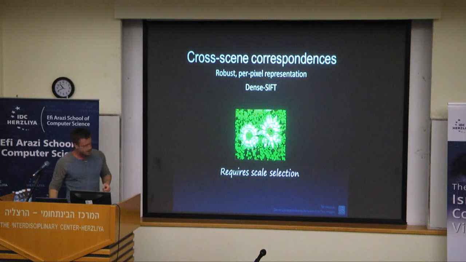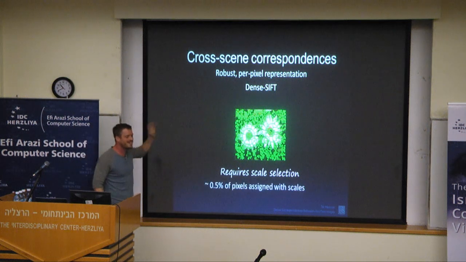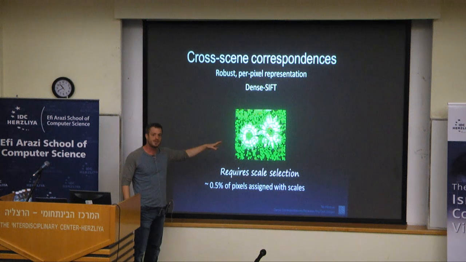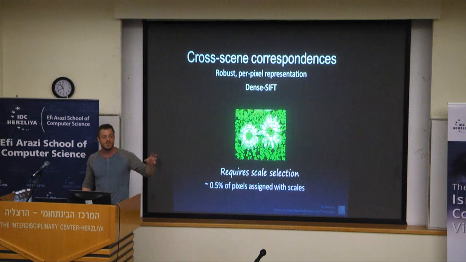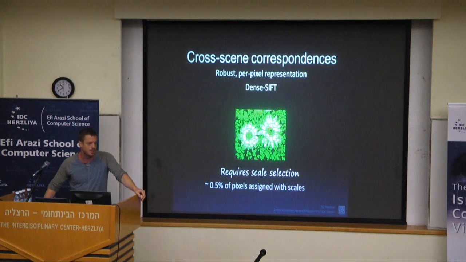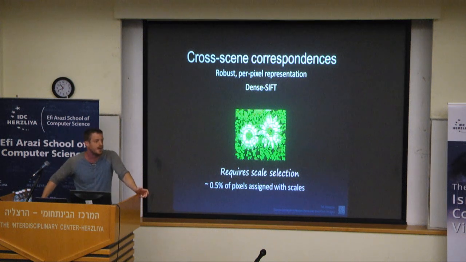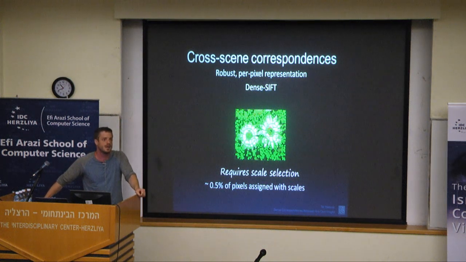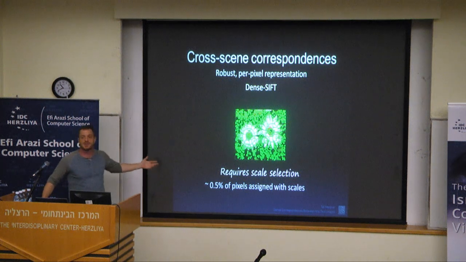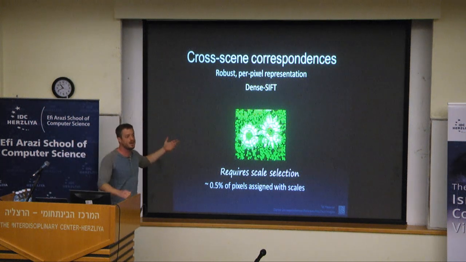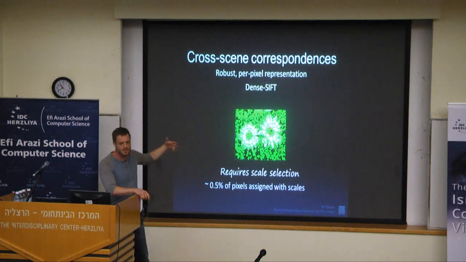But the problem with this is that even for a very, very textured, busy image like the flower image that you've seen here, only about 0.5% of the pixels actually end up with a scale selected for them. The reason this happens is that the other 99 or so percent of the pixels don't have enough local visual information around them for the scale selection function to determine a scale in a way which would ensure the repeatability that I mentioned earlier.